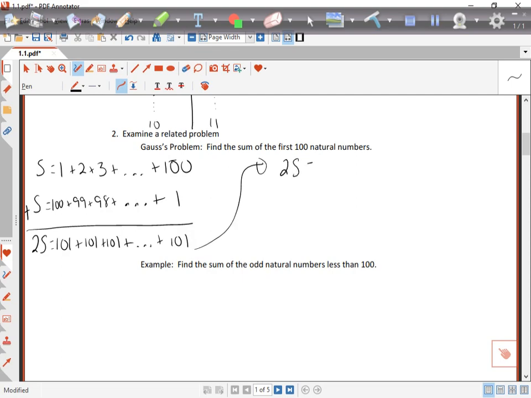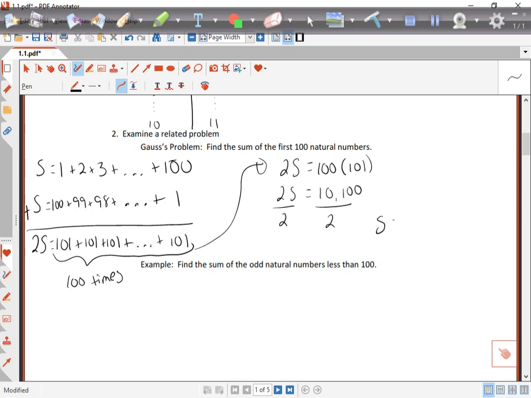So he said 2S equals, and then he realized, well, since I was adding from 1 to 100, this happened 100 times. 100 times 101, because 101 came up 100 times. Multiplying these gives us 10,100. And solving for S, we divide by 2. And he came up with the sum was 5,050.